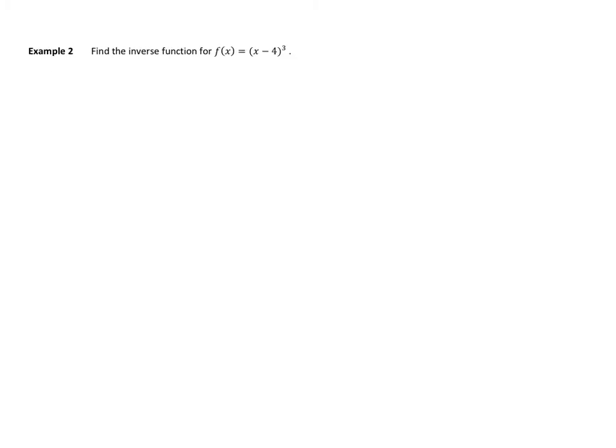All right, for a little extra practice, let's find the inverse function for f of x is equal to x minus 4 cubed. So our goal is to write this as f inverse of x is equal to some equation. Step 1 is, instead of writing f of x, let's call it something easier to write, which is y. And then we have x minus 4 cubed. The goal is now to solve this equation for x.